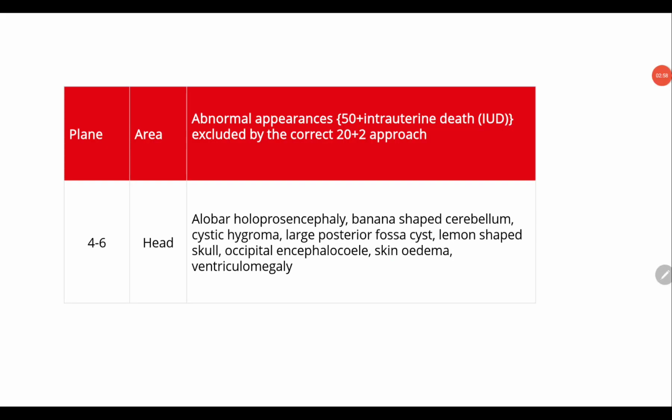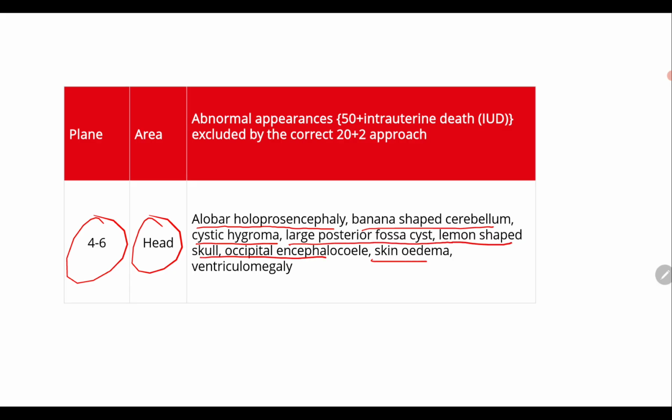Next is plane 4 to 6. In the head you can see various abnormalities: holoprosencephaly, banana shaped cerebellum, cystic hygroma, large posterior fossa cyst, lemon shaped skull, occipital encephalocele, skin edema, ventriculomegaly.